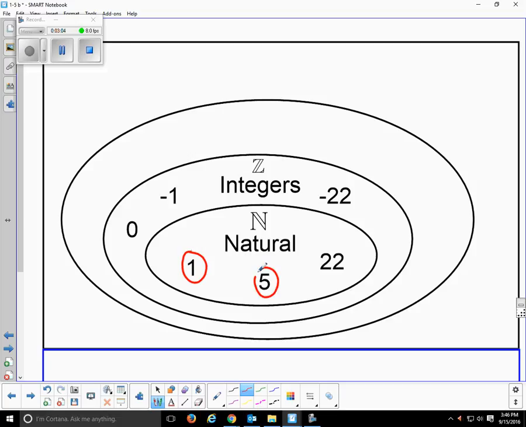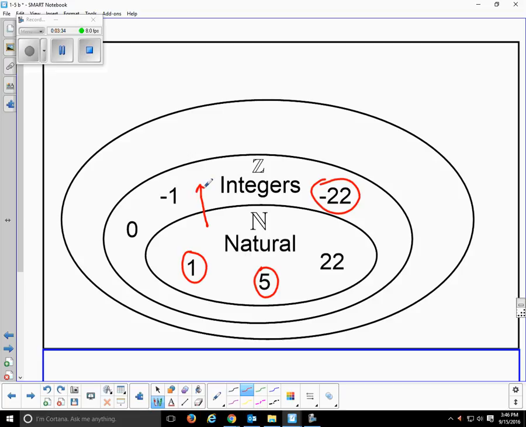5 is a natural number, and it's an integer. Negative 22 is not a natural number, because it's not a positive whole number. It is an integer. So it counts as an integer, but not a natural number. So basically, anything inside this circle here, if I pick a number right there, we'll pretend that's a number, it's inside this natural circle. It's a positive whole number. It's also an integer.